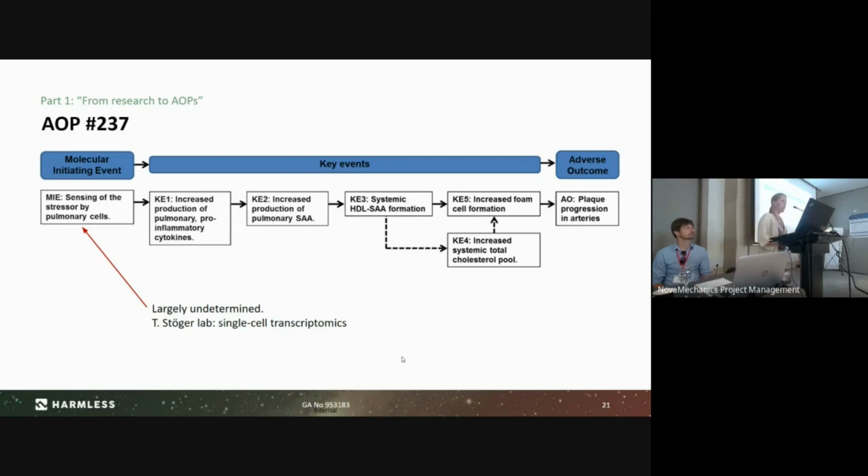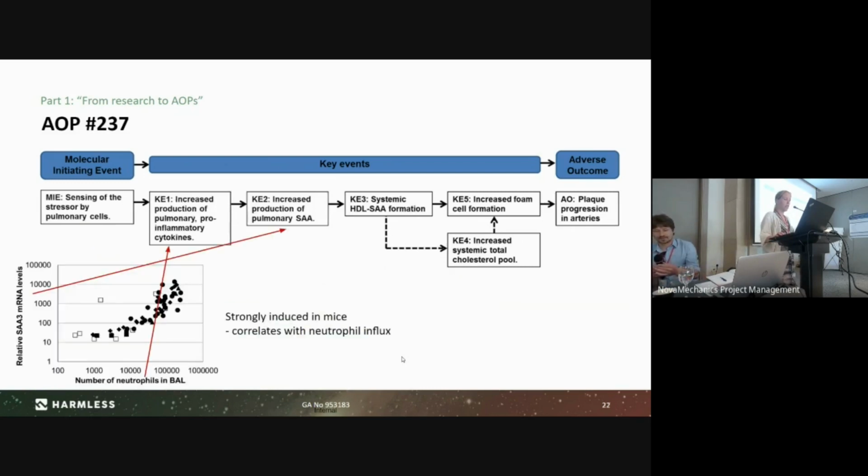When I went through the posters, I saw that Carmela Voss had a poster, number 76. So if you're more interested in that, you could check it out. It should be in the article. The next thing in this AOP is key event 1, which is increased production of pulmonary pro-inflammatory cytokines. It is well known that nanomaterials induce this.